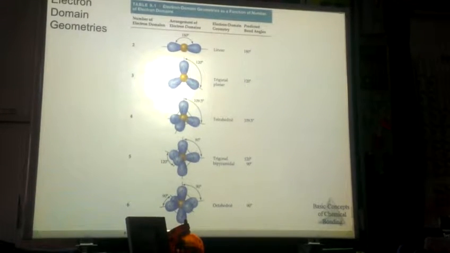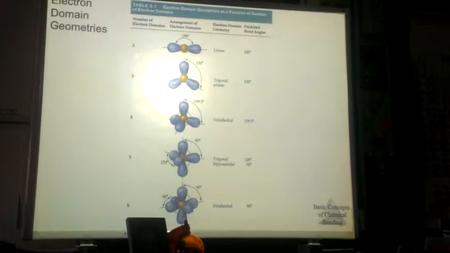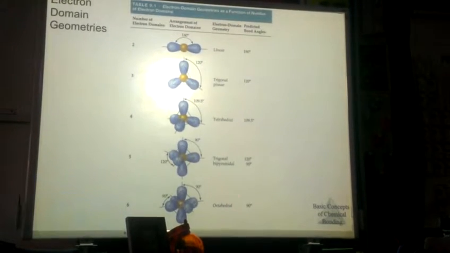So let's talk about the electron domain geometries. So I have number of electron domains. If there are 2 electron domains, then I consider that to be a linear electron domain geometry. If I have 3 electron domains, that's trigonal planar. If I have 4 electron domains, that's tetrahedral. 5 is trigonal bipyramidal, and 6 is octahedral. And all of the predicted bond angles are associated there on the side.